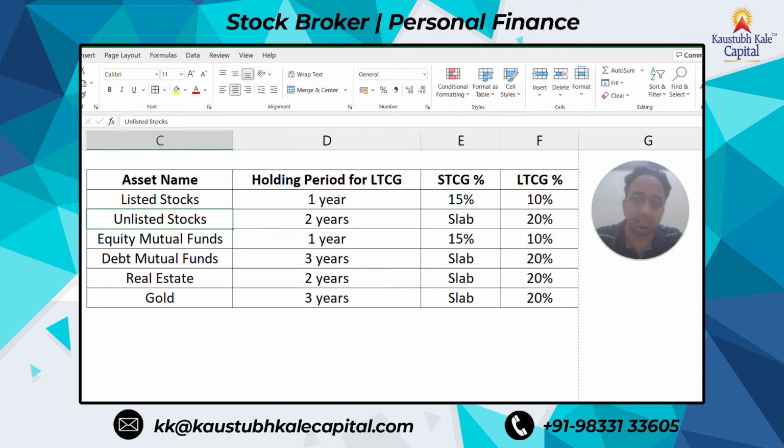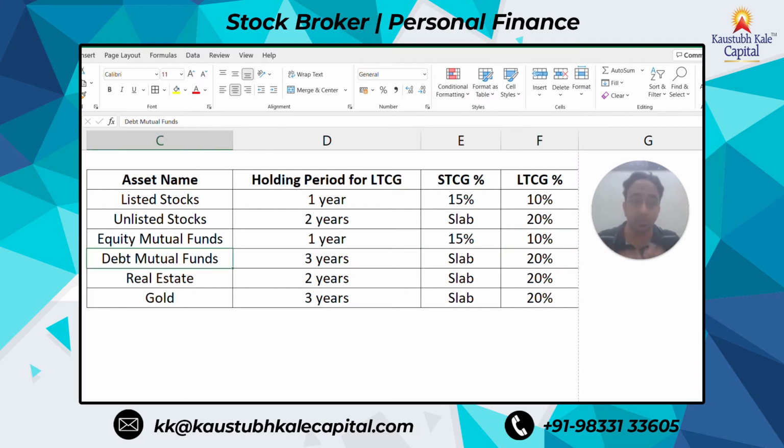The next thing is unlisted stocks. The holding period is 2 years. For short term capital gain, if you sell before 2 years, it is charged as per slab rate, and long term capital gain is 20%. In equity mutual funds, the holding period again is similar to listed stocks at 1 year. 15% tax rate on the short term capital gain, 10% tax rate on the long term capital gain. Sold before one year, 15%; sold after one year, 10%.